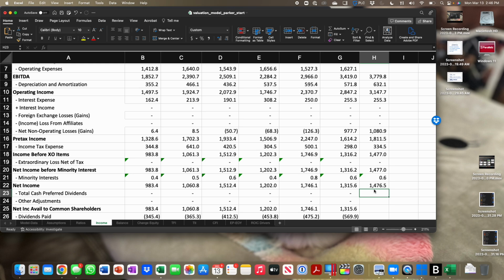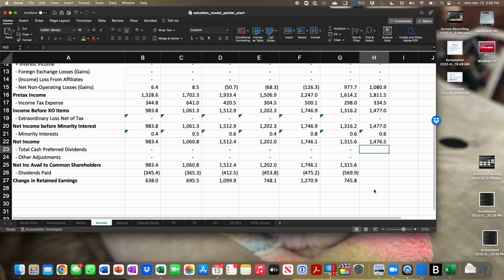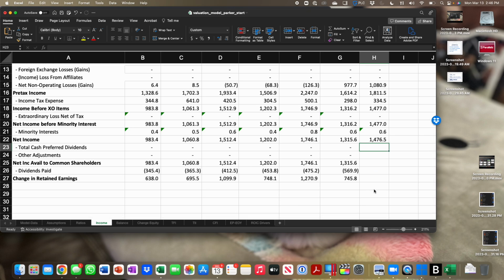Okay. Now, the next line item down, because we're going to try and solve for change in retained earnings, is the preferred dividends. Same concept. If they had preferred dividends, which Parker does not, we would keep paying out the preferred dividends at the same rate. Okay, so equals previous year. Placeholder for another company that does have preferred dividends.